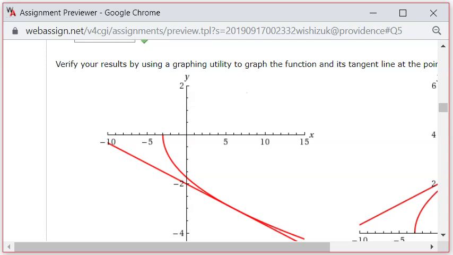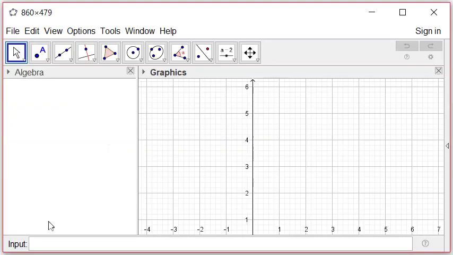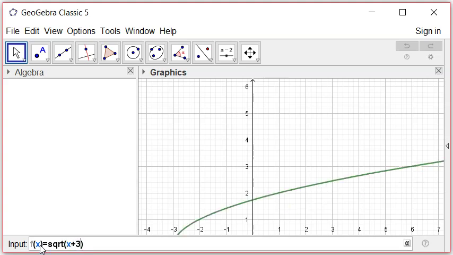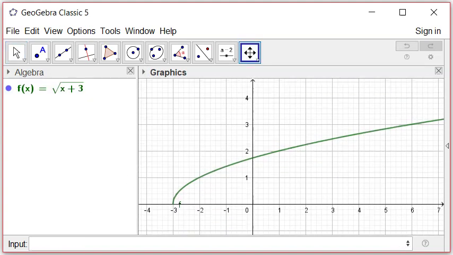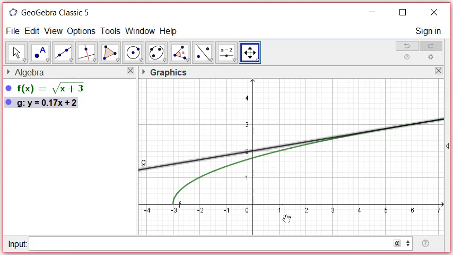All right, so I'm going to open up GeoGebra here. So we have f of x. f of x was square root, so sqrt, then x plus 3. All right, so hit enter. All right, so we have a picture there. Then the tangent line came out to be y is equal to 1 over 6 x plus 2. All right, so it looks like that. So here is the original function, and this is the tangent line we're looking for.